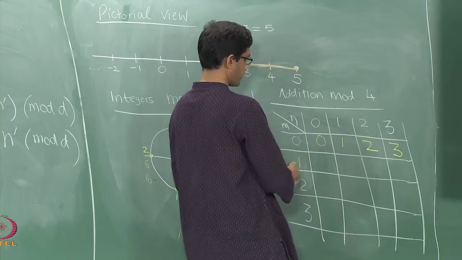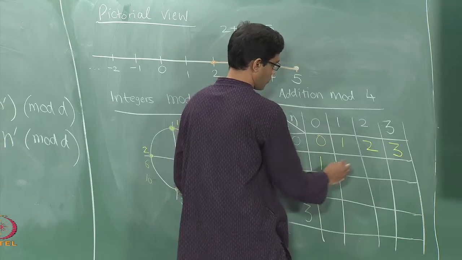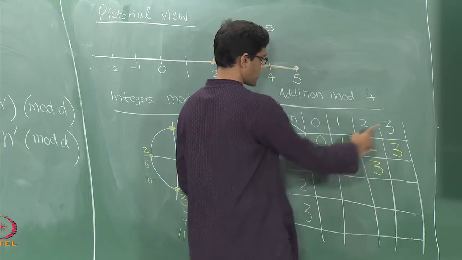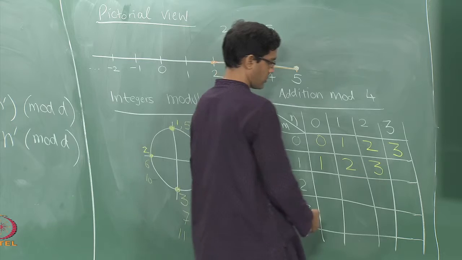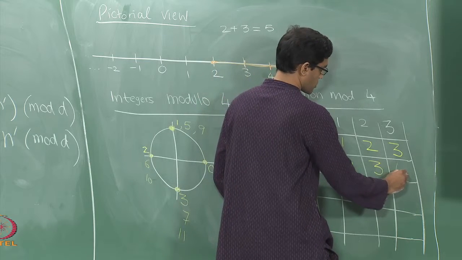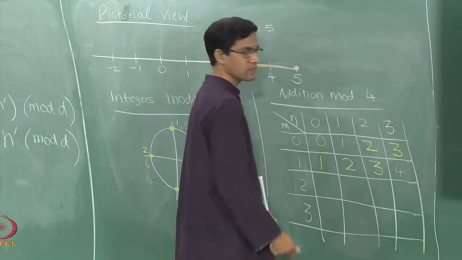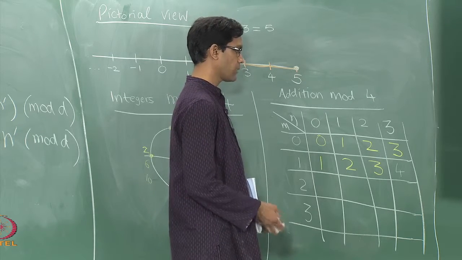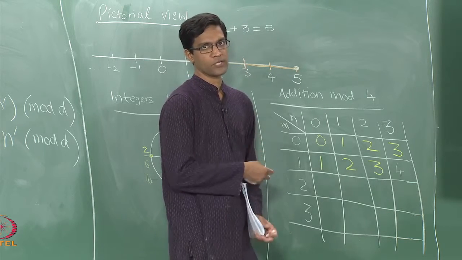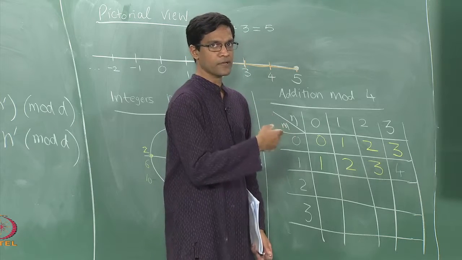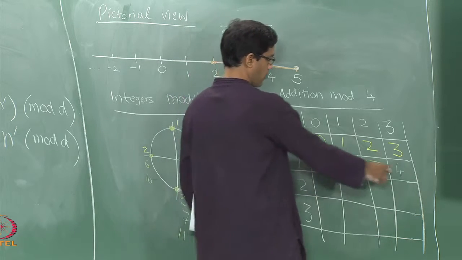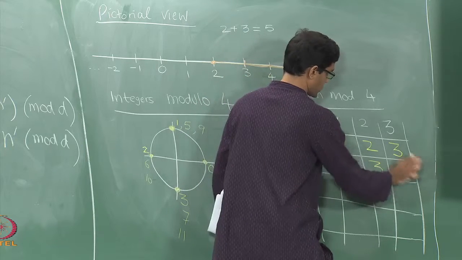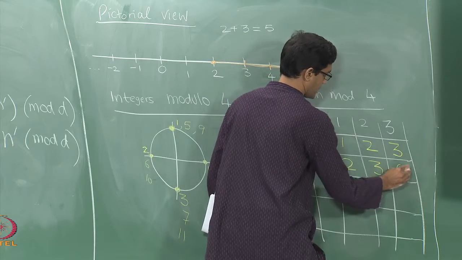Similarly, I add 1 to everything: 1 plus 0 is 1, 1 plus 1 is 2, 1 plus 2 is 3, and now 1 plus 3, which is supposed to be a 4, right. If I were doing regular integers, I would think of that as a 4 because I am adding 1 and 3, but now I am doing things modulo 4, which means I only look at the remainder that I get. So this answer 4, when I divide it by 4, gives me a remainder 0. So this guy should really be a 0.